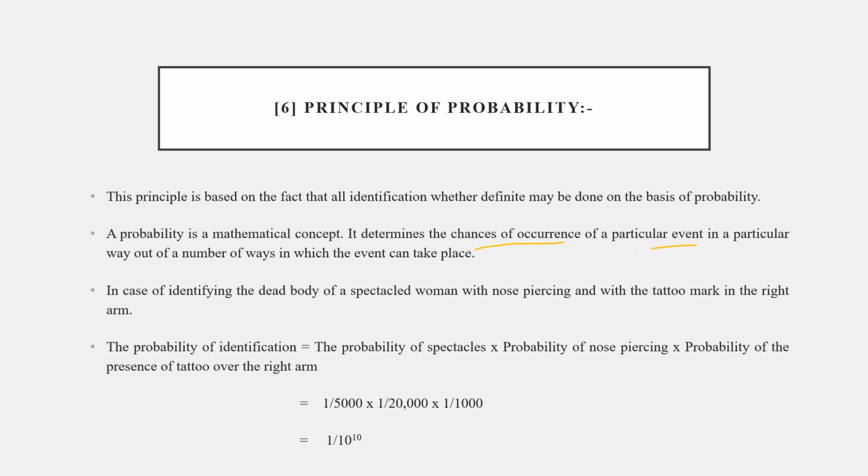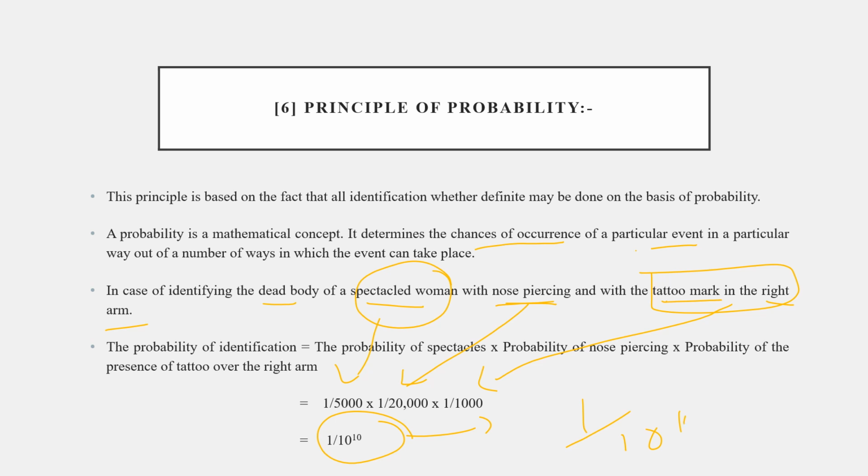For example, to identify a dead body of a spectacled woman with nose piercing and tattoo marks on the right arm, the probability of identification for a spectacled human is 1 by 5,000. For a nose piercing, it is 1 by 20,000. And a tattoo mark on the right arm is 1 by 1,000. We'll multiply these and find the probability for this.